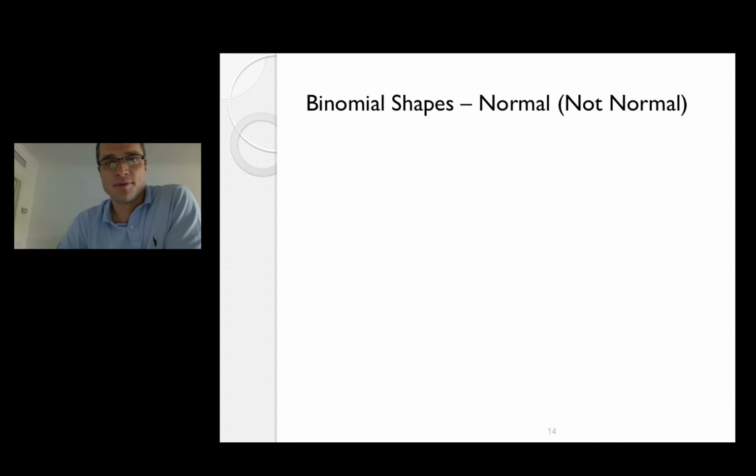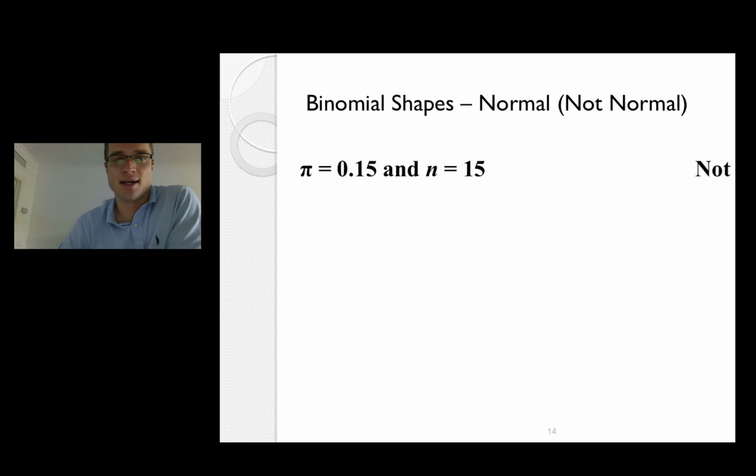Okay, so from that web simulation, I have a number of pairwise comparisons between pi and n, and whether they're normal or not. You can see that this first one is non-normal. Pi is less than 0.5. It's going to be skewed right in that case. It doesn't satisfy the condition of n times pi being 10 or more.